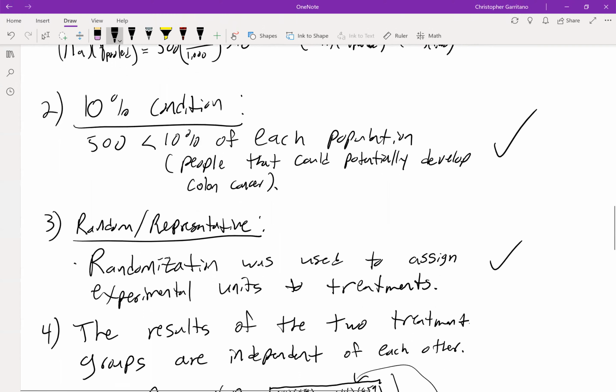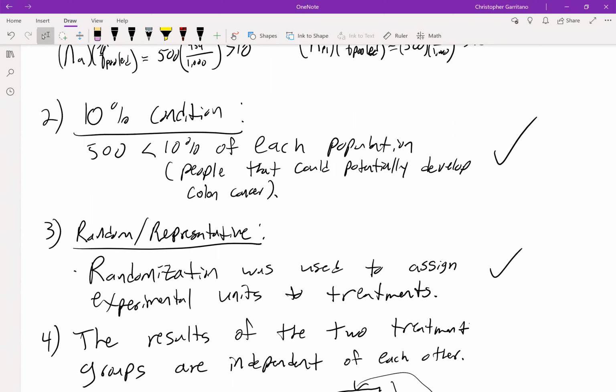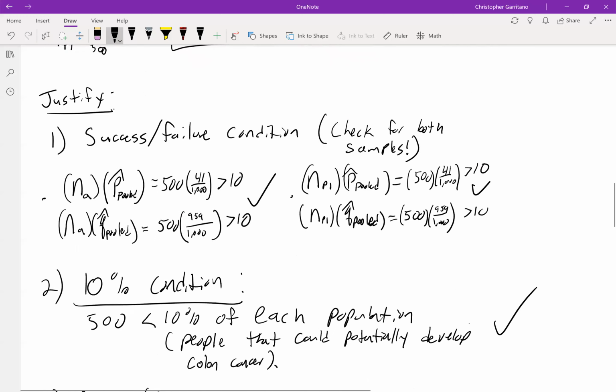And then when we're dealing with two separate samples, we do need to make sure that the two treatment groups, or the two groups that we're comparing, are independent of each other, right? If they were dependent on each other, then it really doesn't do anything to help for us to compare the two groups. So we want to make sure that the two groups are independent. And I think it's pretty clear that the results from the aspirin group and the results from the placebo group are independent of one another. All right, so we've justified the conditions.